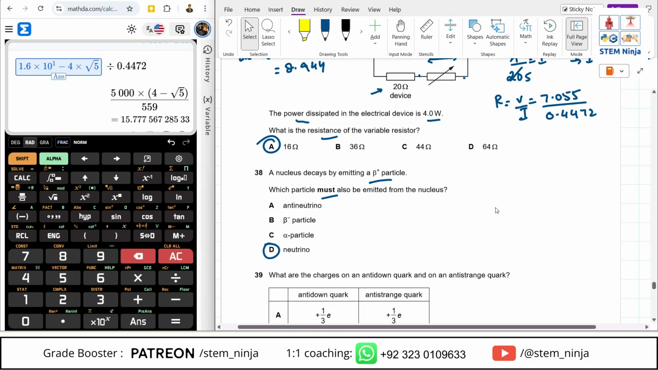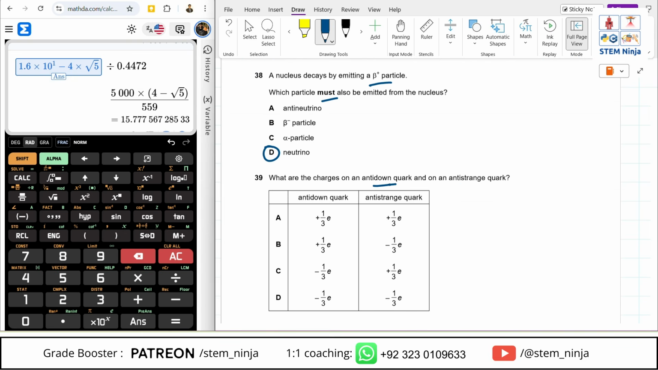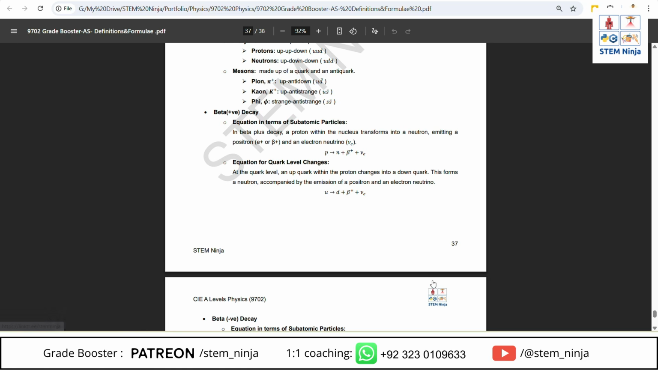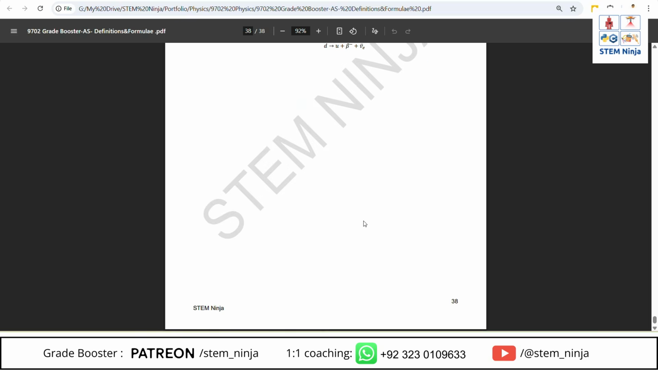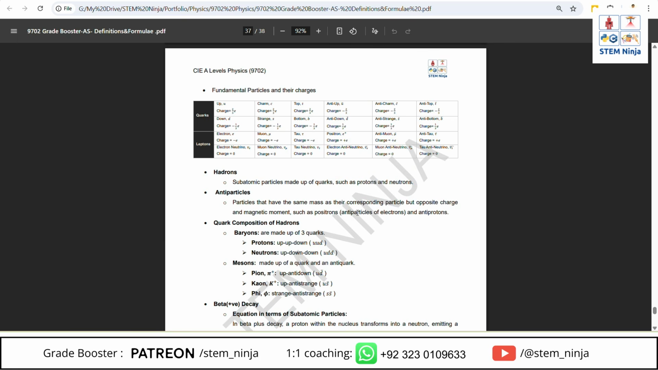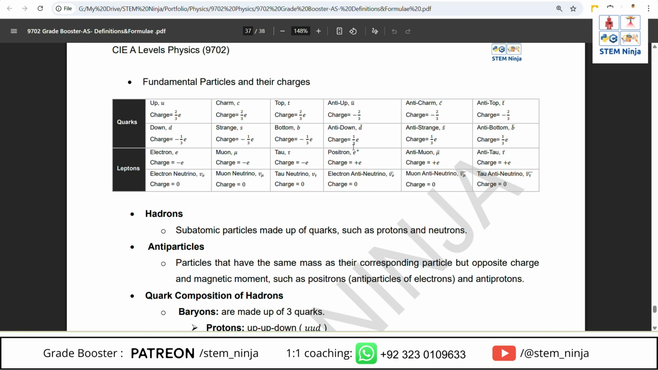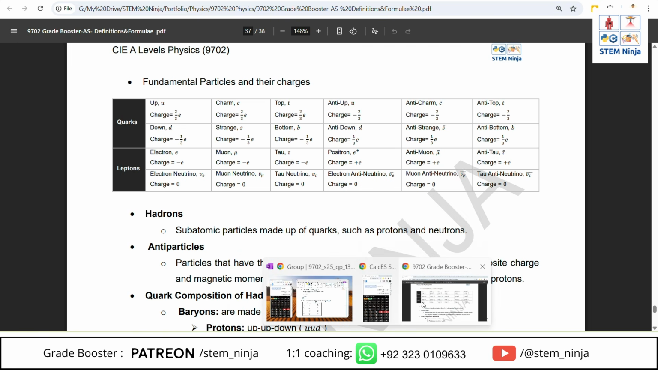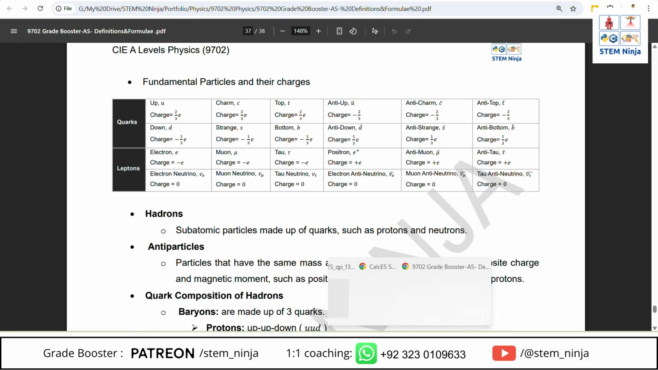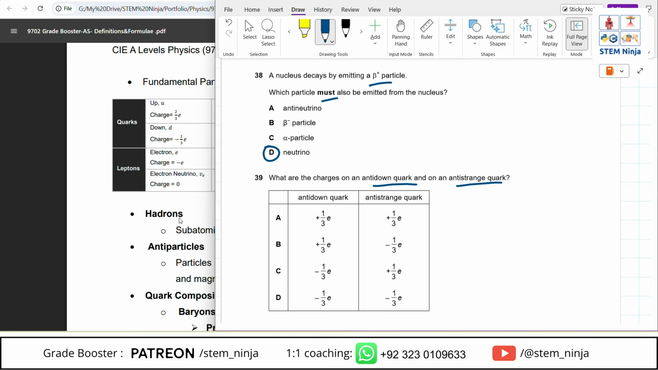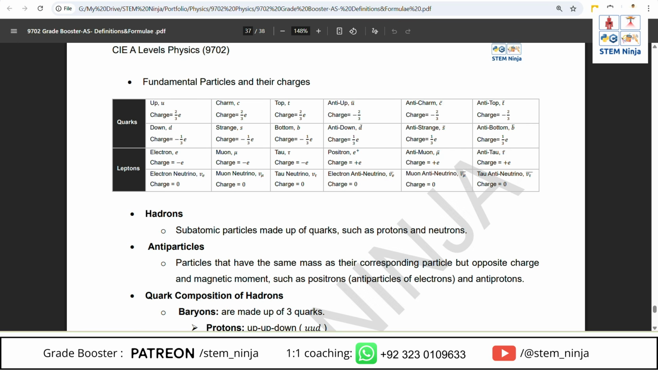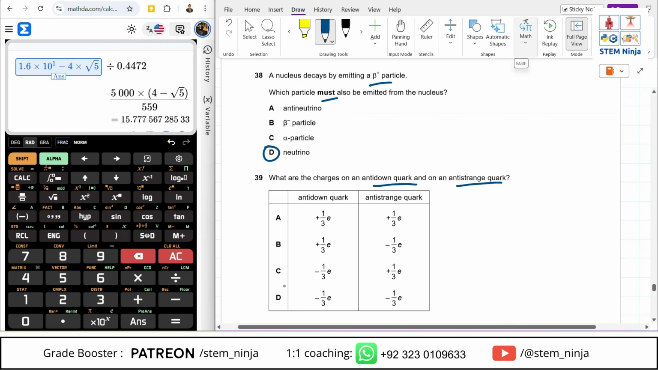What are the charges on an anti-down quark and an anti-strange quark? Okay, so just to show you the table, we don't have the table over here. Oh, we do have the table. Sorry, I forgot. So anti-down and anti-strange. Anti-down is 1/3 E and anti-strange is also 1/3 E. Both are positive 1/3 E.